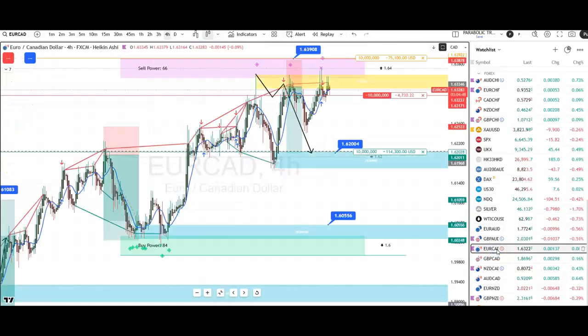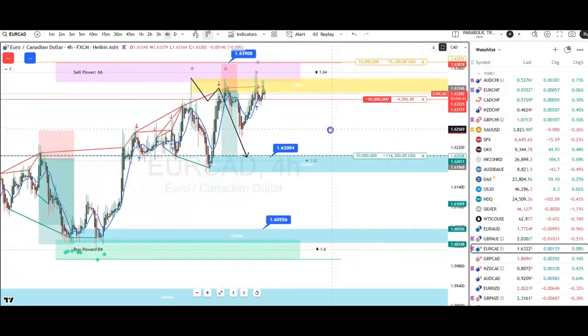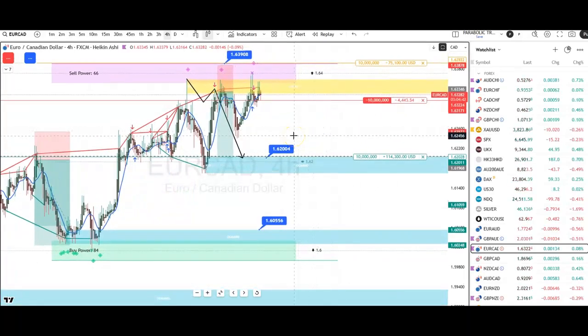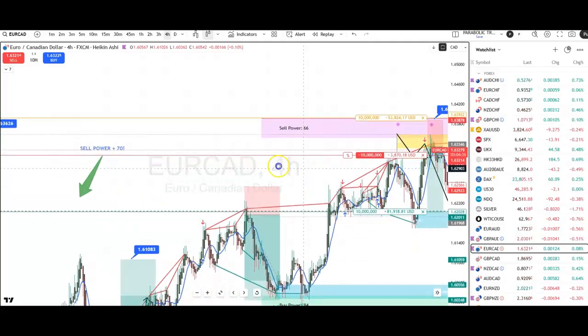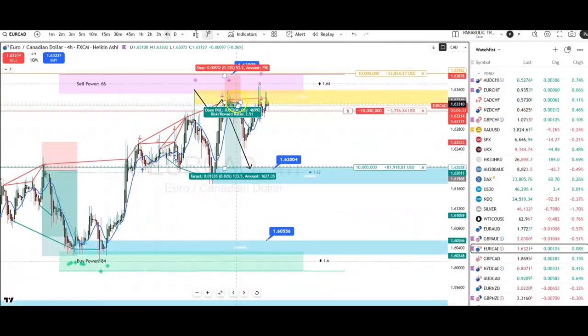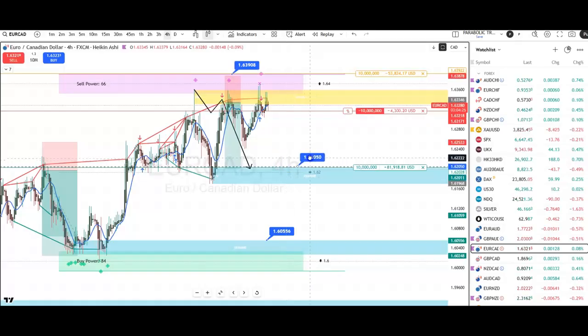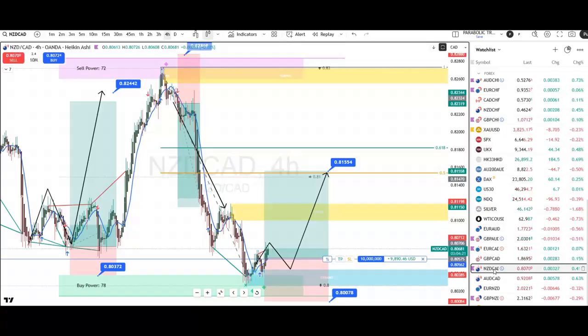So in this instance here with the Euro Canadian, this is still valid, as we can see, sell power 66, but this is a much weaker supply zone, isn't it? Because it's not long established from many months ago. This is fresh. Okay, does not mean to say it's not going to be successful, but it does mean that it's probably a temporary trade down to 162, if that makes any sense.